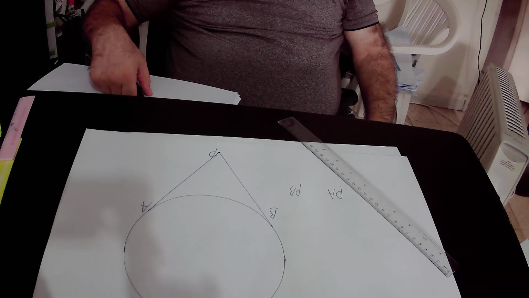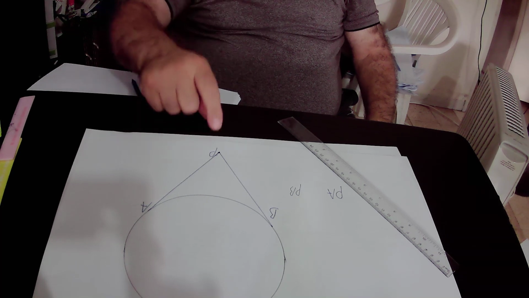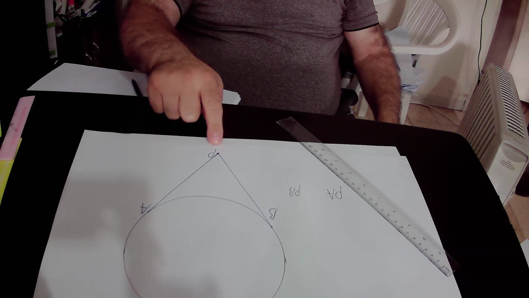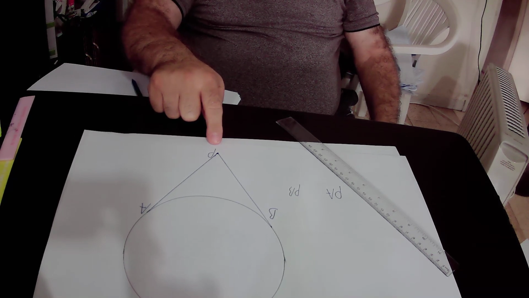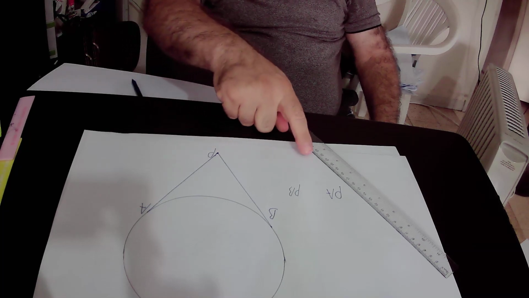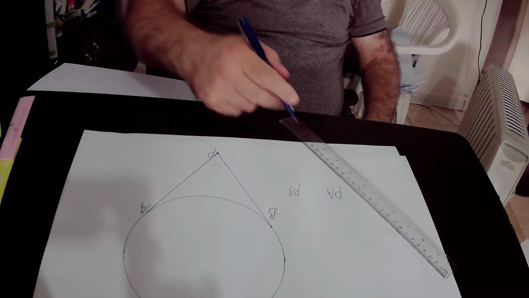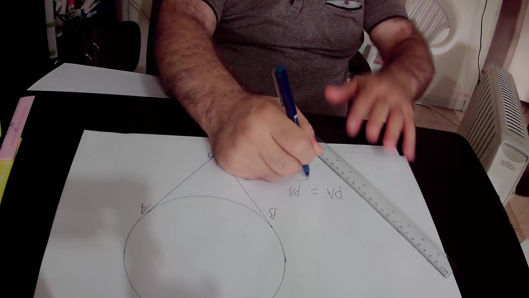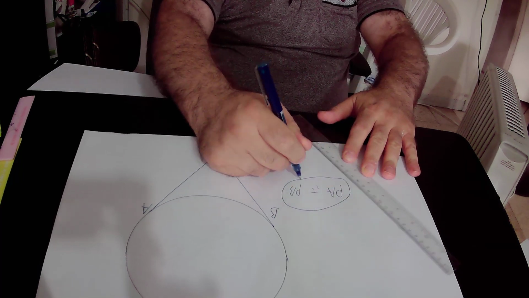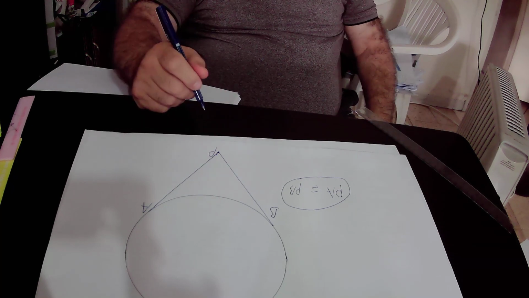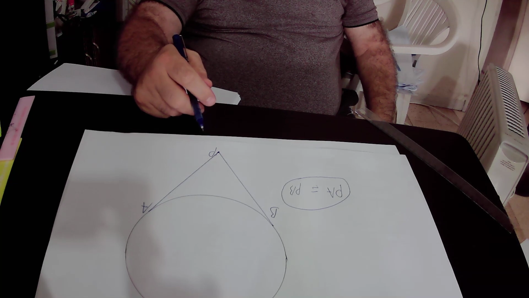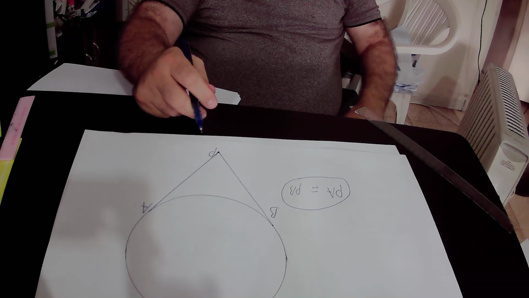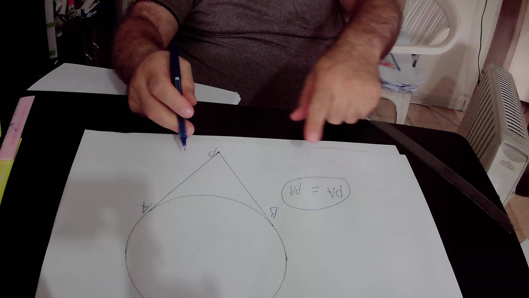So whenever you draw two tangents to a circle from a common external point, like in this drawing, point P is a common external point, then the lengths of those two tangents will be equal to each other. That is to say, PA equals PB. Again, whenever you draw two tangents from a common external point to a circle, the lengths of those two tangents will be equal to each other. In this case, PA equals PB.